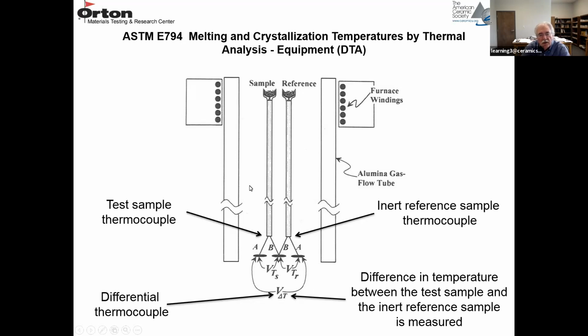So you're measuring three temperatures here: the temperature of the sample, the temperature of the reference, and the difference in temperature between the two. You also have another thermocouple in the furnace for the couple. So that's what DTA looks like.